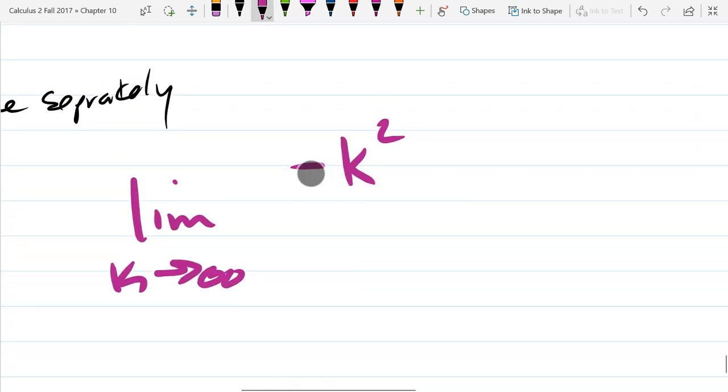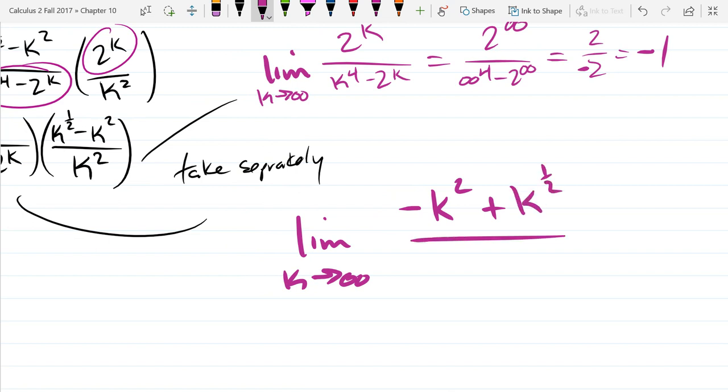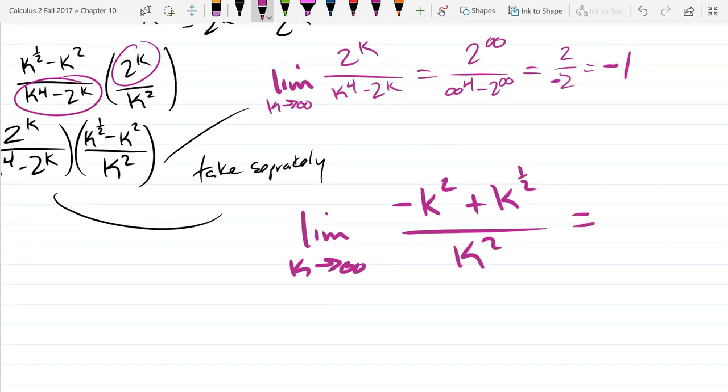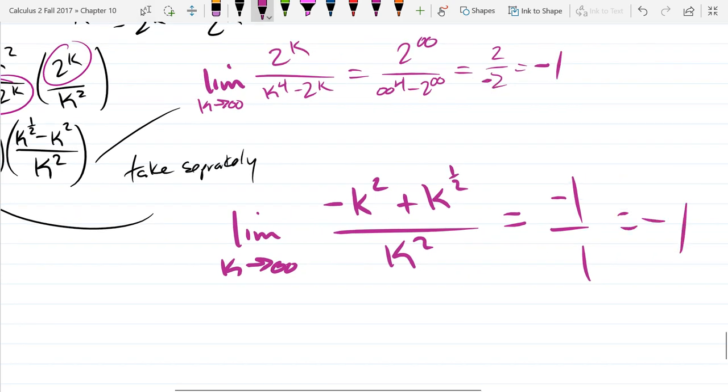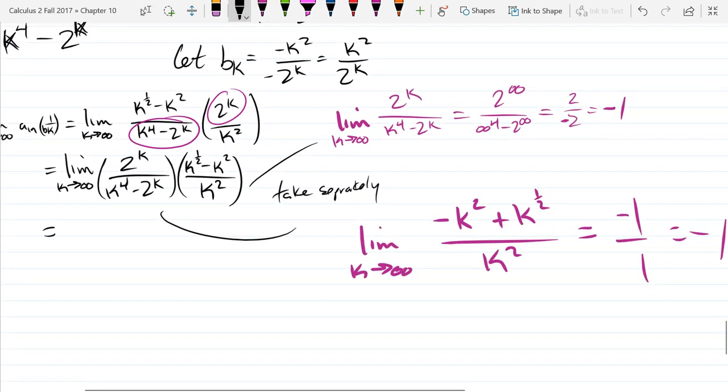The other limit is a little bit closer to what we're used to. I'm rewriting it in order. I'm going to write my negative k squared term first plus k to the 1/2 over k squared. And it should be really obvious: these are the coefficients of the squared terms, negative 1 over regular 1, which is negative 1. So we got our limit is negative 1 times negative 1, and that's positive 1.